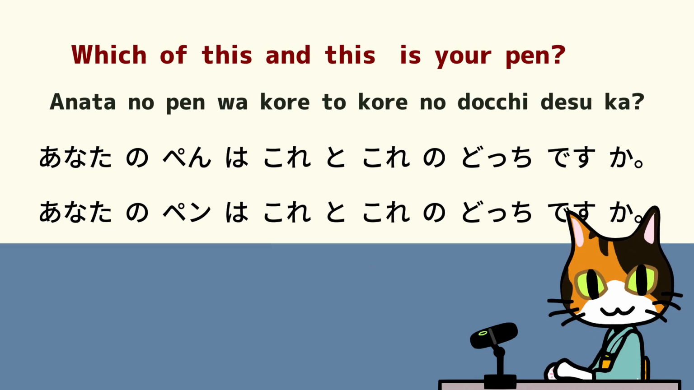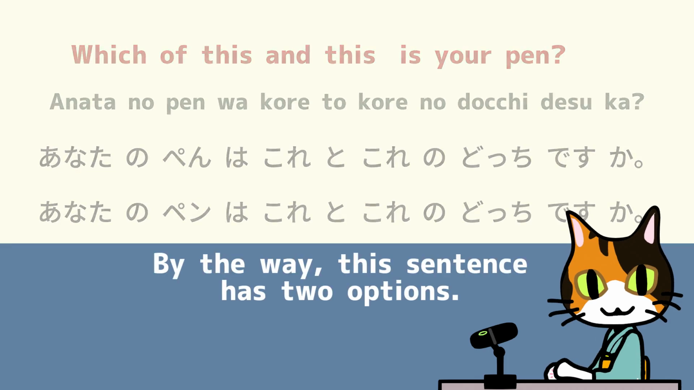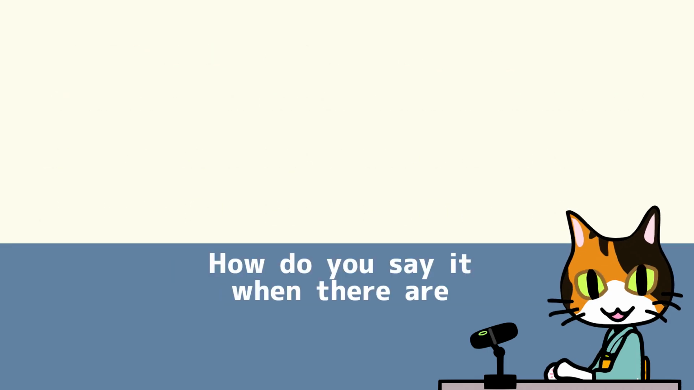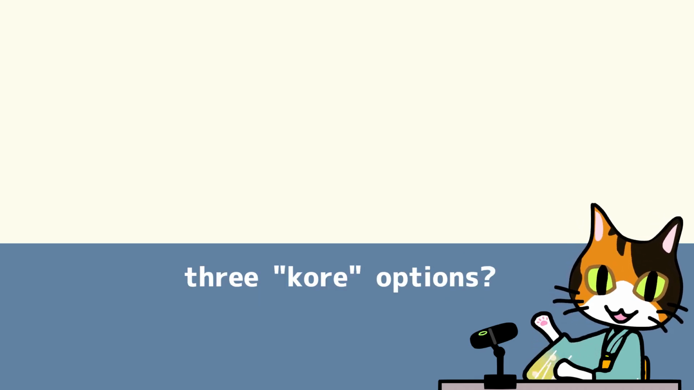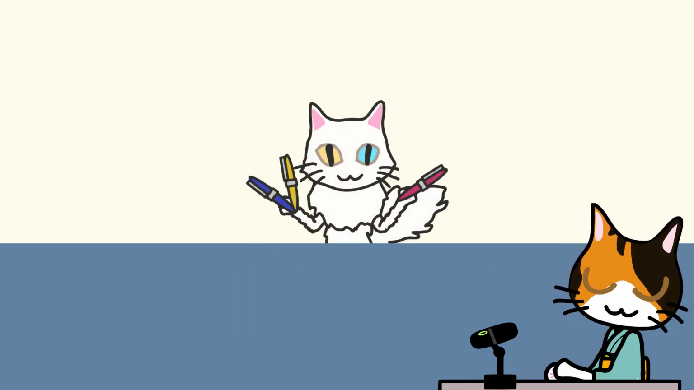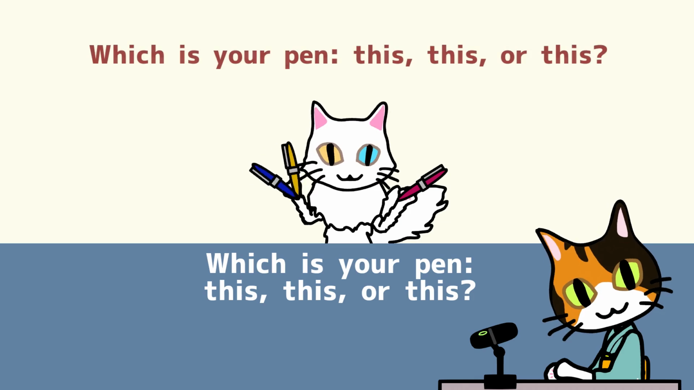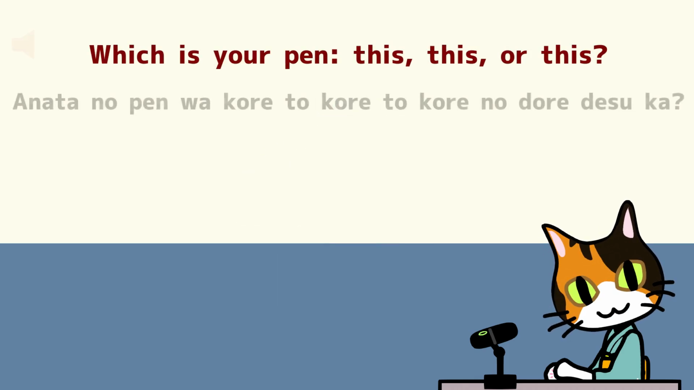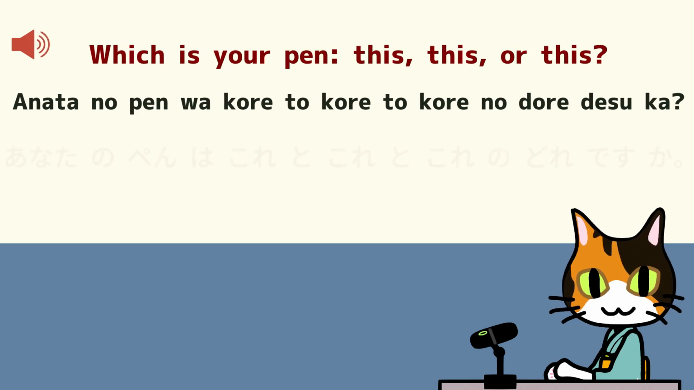Beautiful. By the way, this sentence has two options. How do you say it when there are three options? "Which is your pen? This, this, or this?" あなたのペンはこれとこれとこれのどれですか?